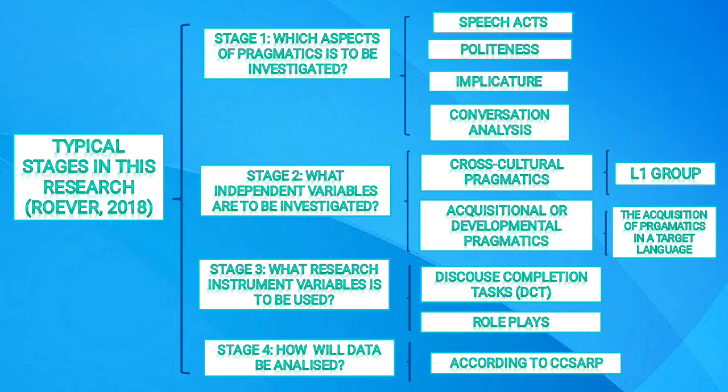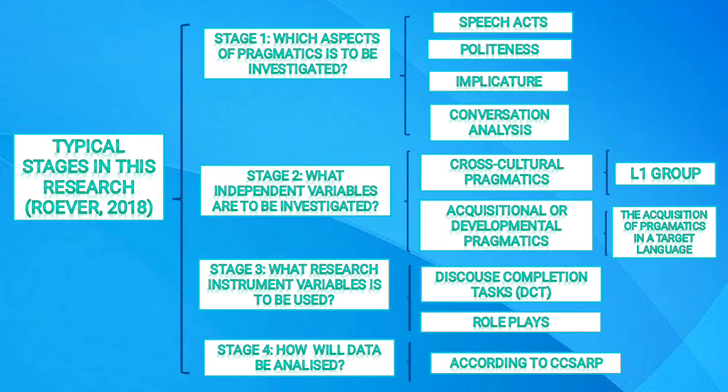Well, going to the second stage of research in pragmatics, we're going to have the question: what independent variables are to be investigated? And we have to go back to the cross-cultural pragmatics and acquisitional or developmental pragmatics, where in the cross-cultural pragmatics they are going to divide groups, and usually the target group, the group under study, is going to be considered as the independent variable, and is going to be called the L1 group.